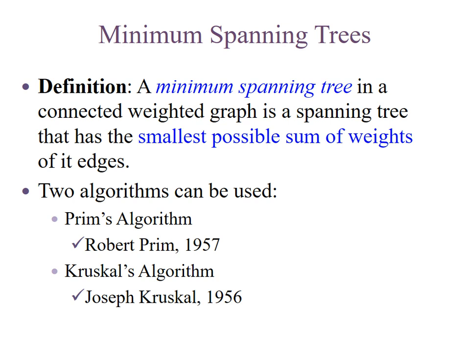So how to create a spanning tree where, when we calculate all this weight along the edges, the number is minimal. Okay, so we call this a minimum spanning tree. It has the smallest possible sum of weights of its edges. And then we have two algorithms, Prim's algorithm and Kruskal's algorithm.